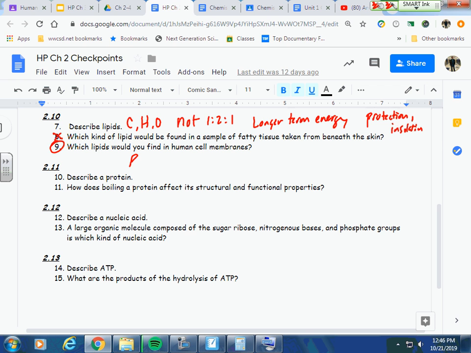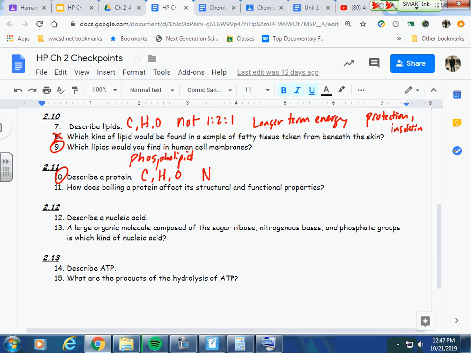Human cell membranes, that's where we find the phospholipids. We actually call the human cell membrane a phospholipid bilayer. Describing a protein, C, H, and O are also found in proteins. All right, but we also find nitrogen as well.